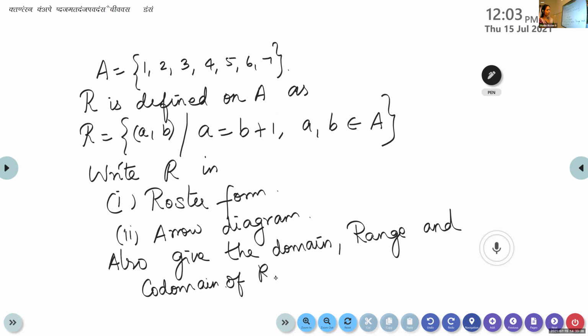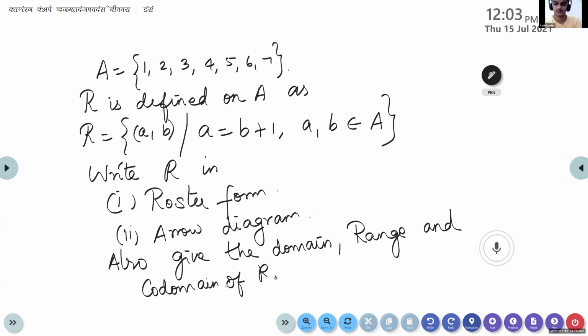So what do you have to do here, Atulya? How will you solve this? To write in roster form. Yes, first we have to write in roster form. Once we write the roster form, we can draw the diagram. And what about these terms, domain, range and codomain? What is domain?